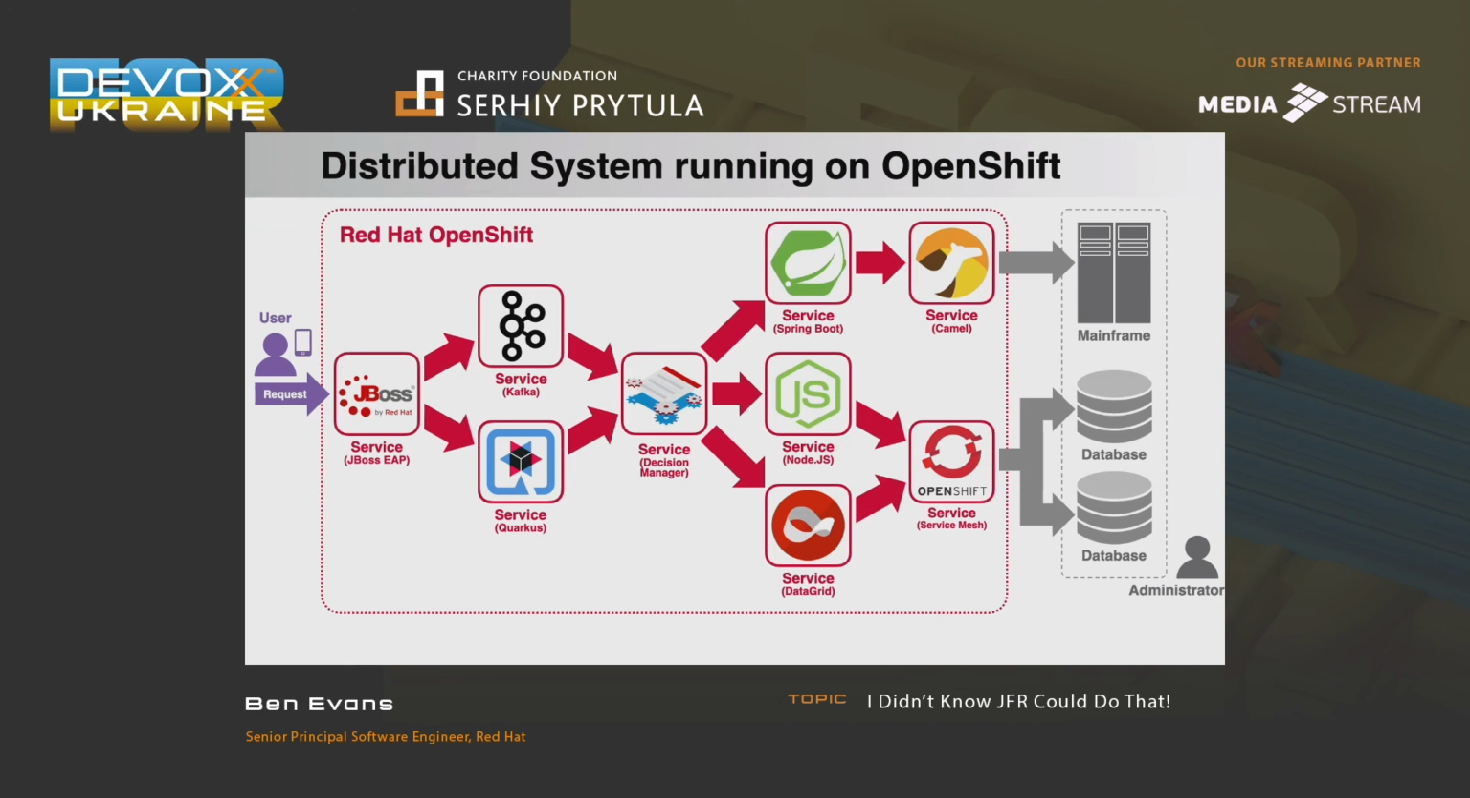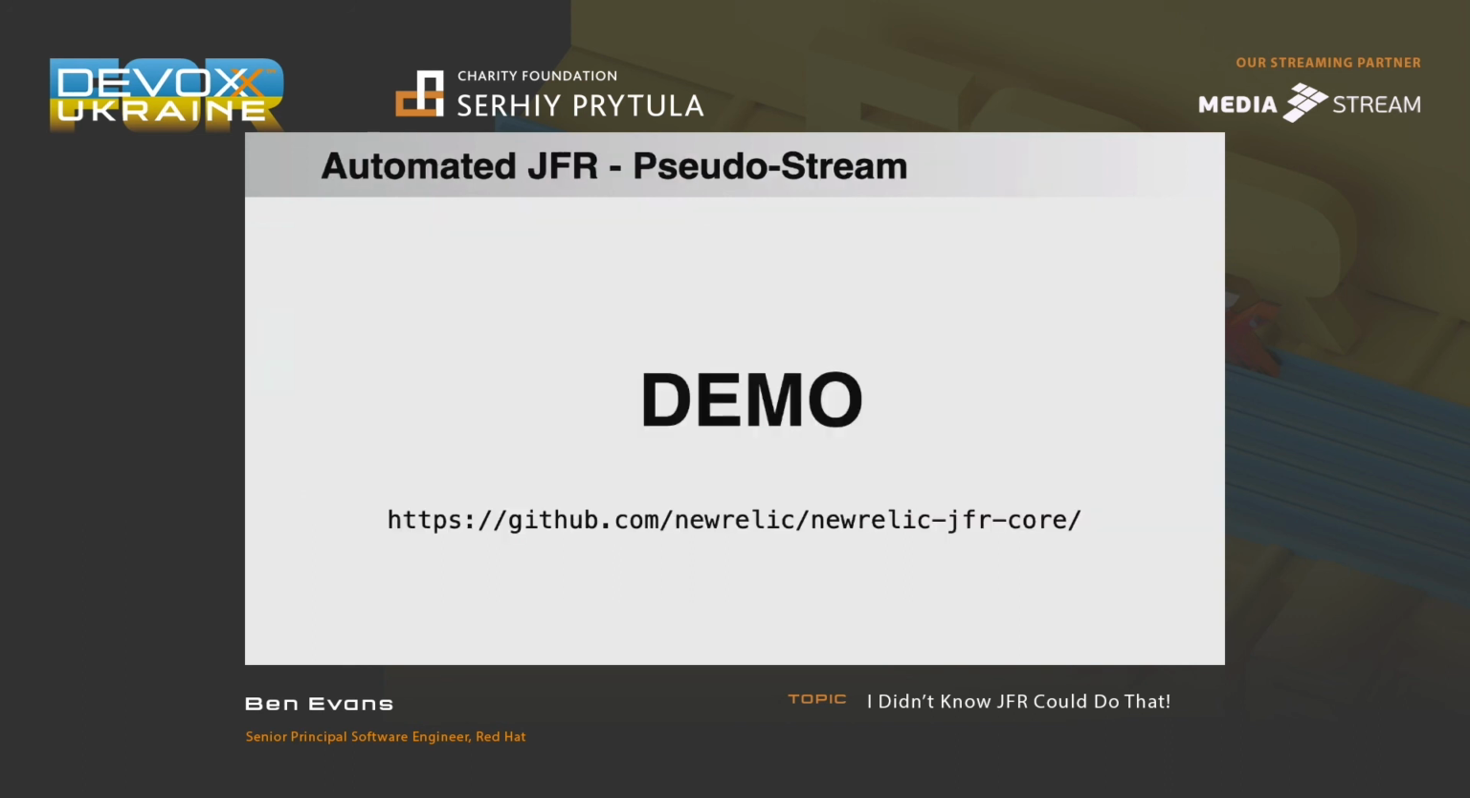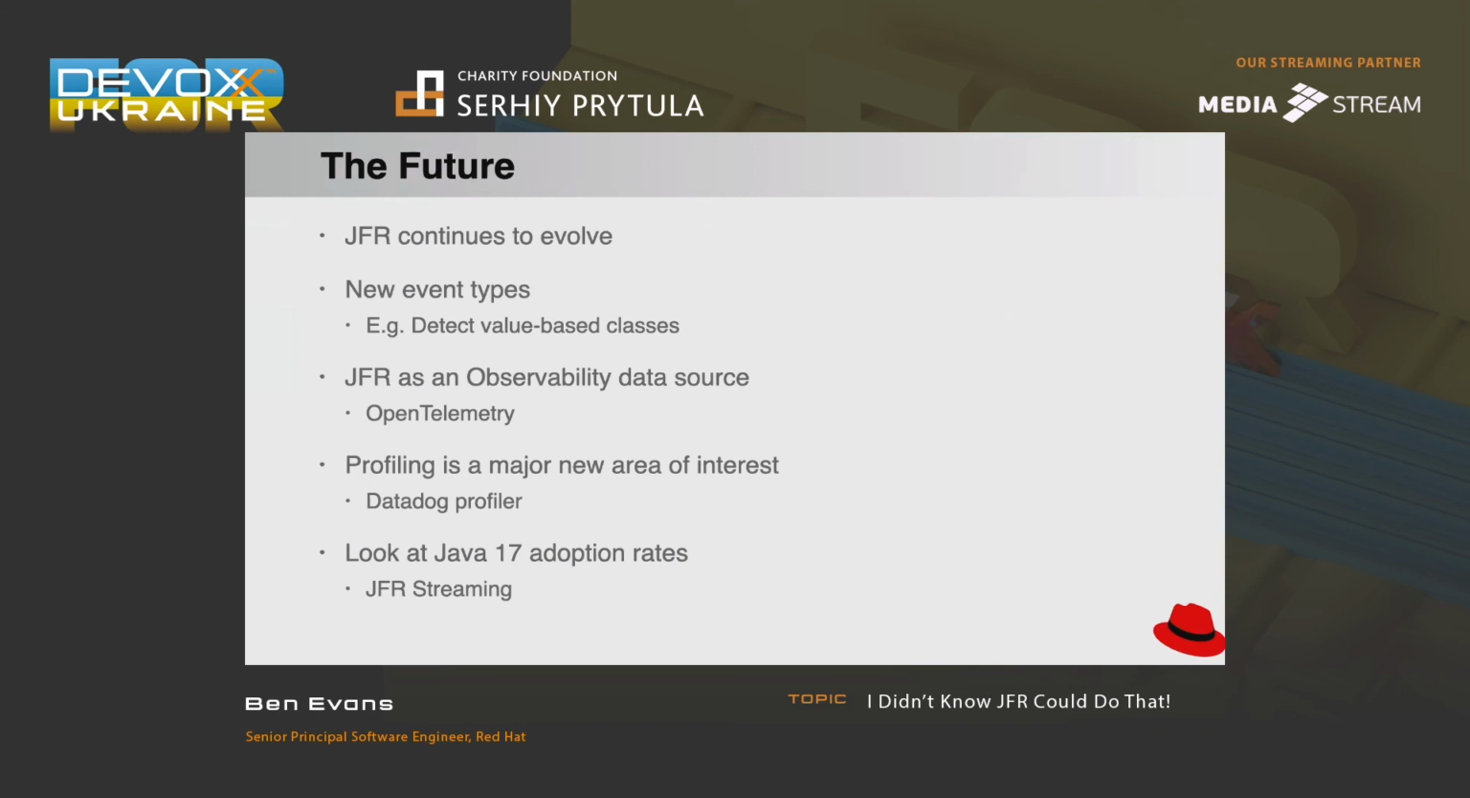We want to get to a place where all the Java components here are going to be using observability, probably backed by JFR, to get data out. I'm going to skip that demo because I don't think I've got a lot of time left. JFR continues to evolve, with new event types.